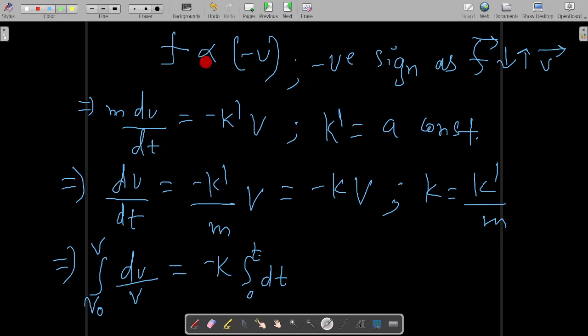Whenever you remove the proportionality sign, what happens? A constant takes over that place. Okay, now dv by dt, this m will go in the denominator.